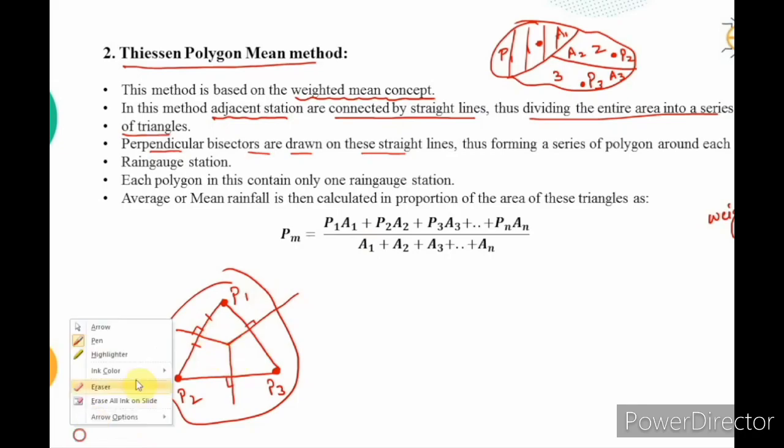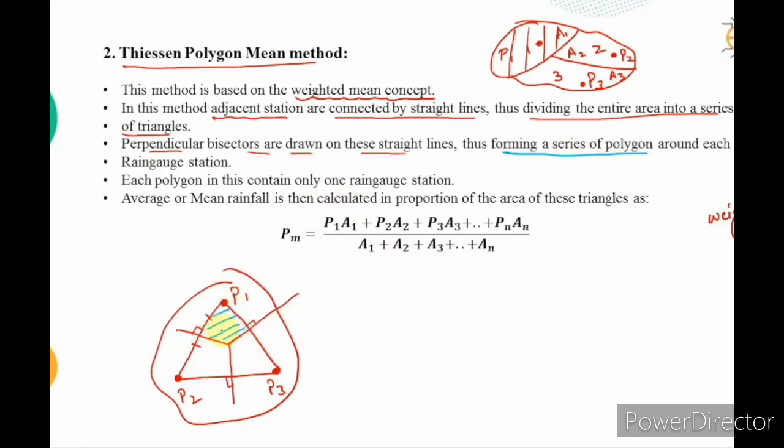So in this case, what is happening is that it forms a series of polygons around each rain gauge station. This is the first polygon around the P1 station, then similarly around P2 and P3, and each polygon contains only one rain gauge station. And then the average or mean rainfall is calculated in proportion to the area of these polygons.